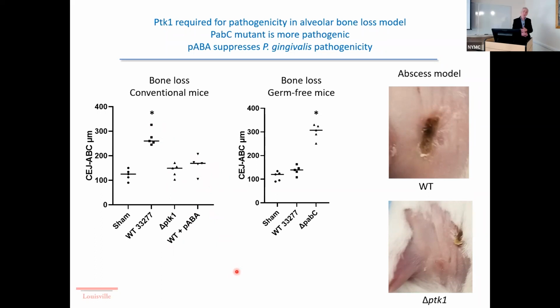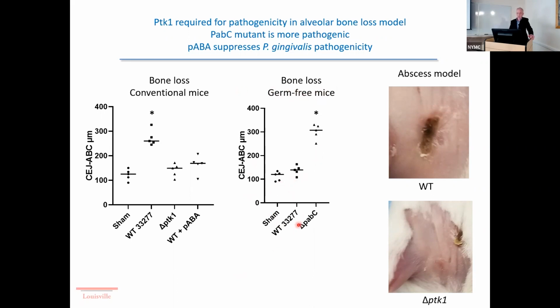PABC mutant was a little bit of a challenge because if you put PABC mutant into the mouth of a wild type mouse, the indigenous microbiota, there's a lot of streptococci in there as well. They're producing their own PABA, probably. I mean, we don't know, but most likely they're producing their own PABA. And so we can't use conventional mice. So we looked at bone loss in a germ-free animal environment.